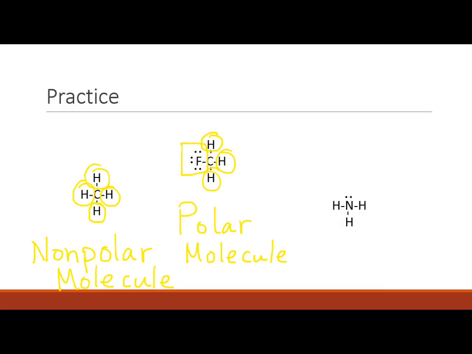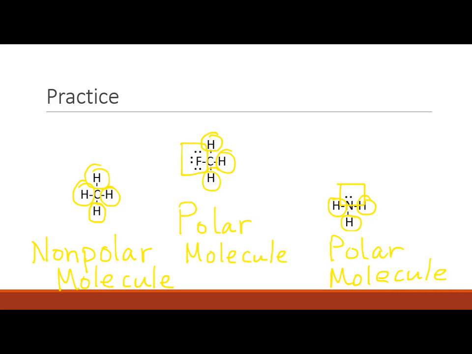What about this last one over here on the right, the ammonia molecule? Notice that there are 4 things around here. 3 of them are hydrogens, and 1 of them is a lone pair. So yes, we do have to take into account the lone pairs. And so this is also a polar molecule because one of those things is different. So if at least one thing is different, then you have a polar molecule.